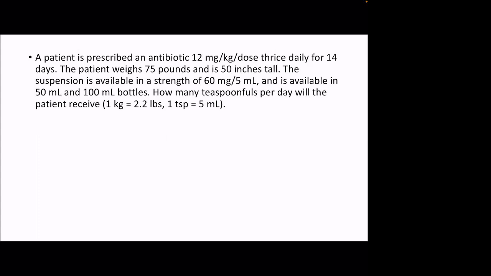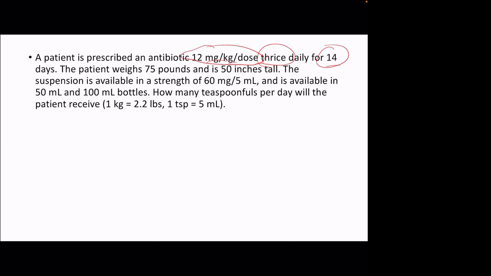A patient is prescribed an antibiotic for 12 milligrams per kilogram per dose thrice daily for 14 days. So right off the bat, we've got a patient. This antibiotic is prescribed per kilogram. So basically, it is a dosage based off of our patient's weight, and that's going to tell us how much each dose is going to be. And notice that it's 3 times per day for 14 days. So we've got 3 different important numbers just in that first sentence alone.